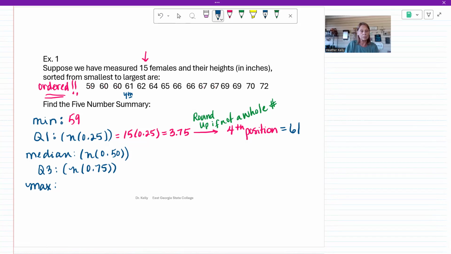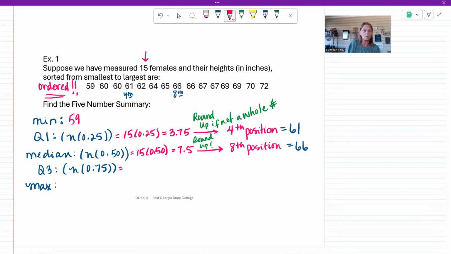Okay. All right, let's go ahead and do the median real quick. That is 15 times 0.50. That is 7.5. And we have to round up because it's not a whole number. Okay. And that gives us the 8th position. And the 8th position, let's see what it is. 4th, 5th, 6th, 7th, 8th. This is the 8th position. So it is 66.